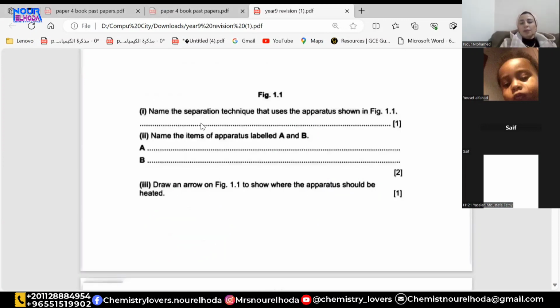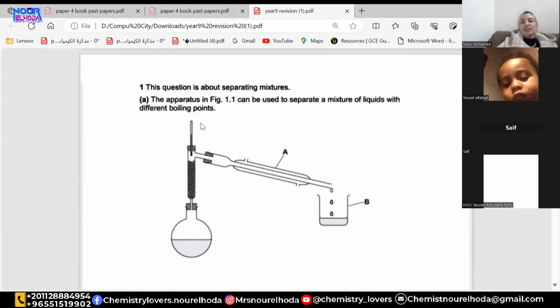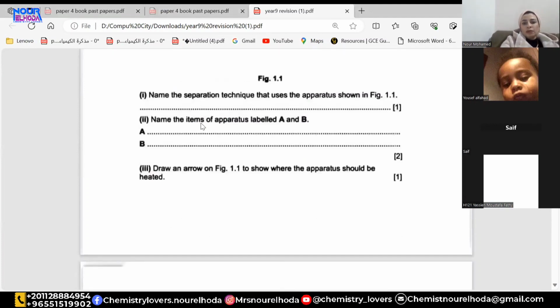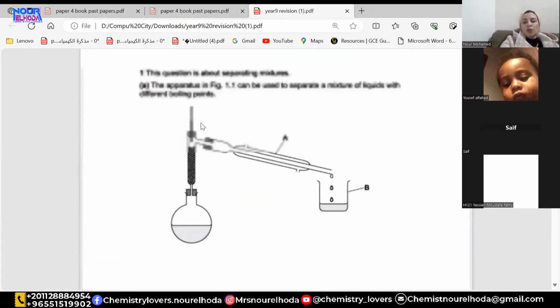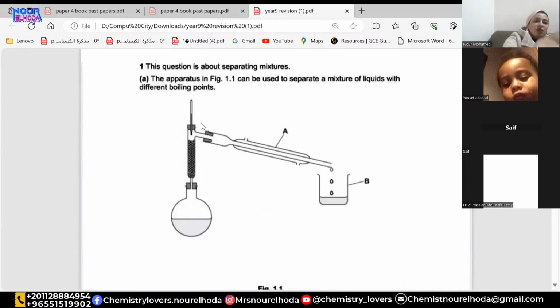Name the apparatus. Don't say only distillation. This is wrong. I need to say this is fractional distillation. Why should I say fractional? Because here I'm putting a thermometer, so for sure it's fractional, not simple. Please take care about this. Next: draw an arrow where the apparatus is going to be heated. For sure I'm going to heat from here, because in this area you heat the water and the ethanol so you can separate them.